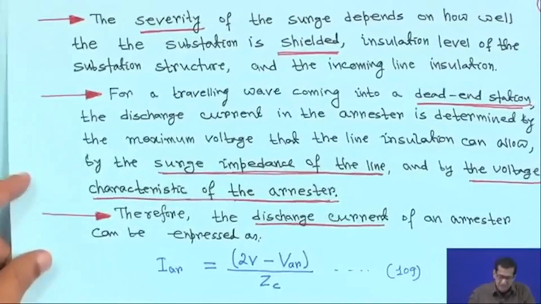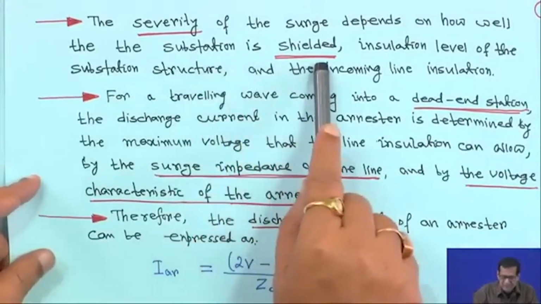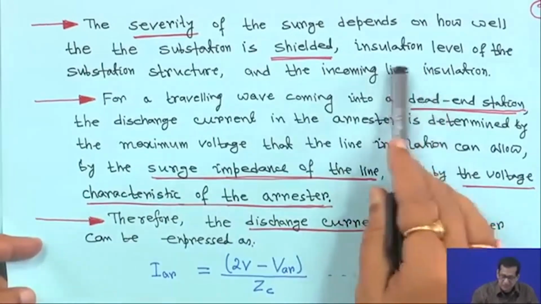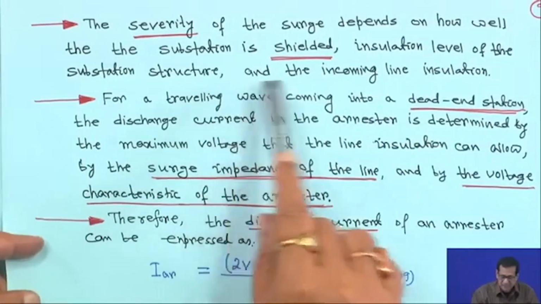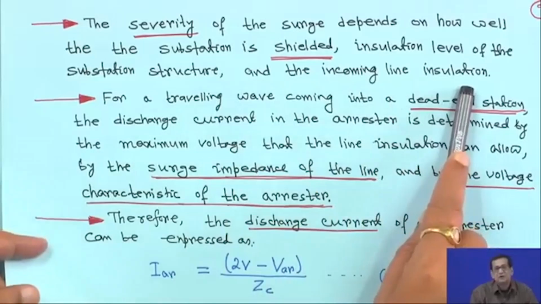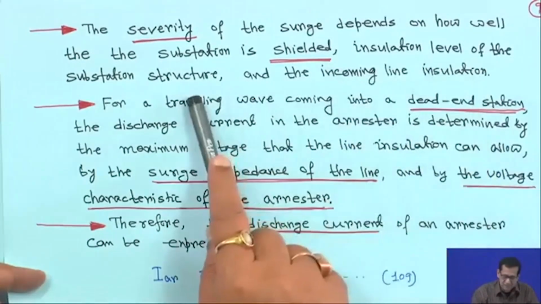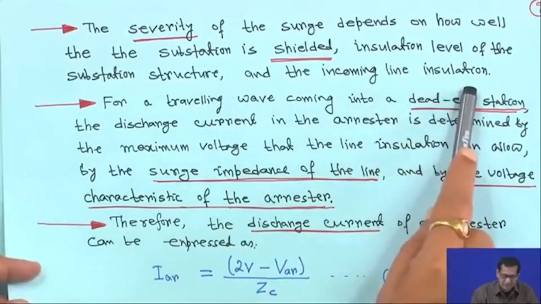So, the severity of the surge depends on how well the substation is shielded, right. That means you have to protect the substation. So, all these things one has to consider: the insulation level of the substation structure and the incoming line insulation.